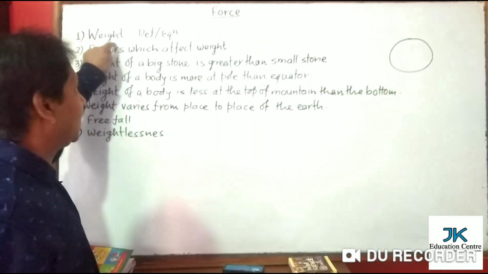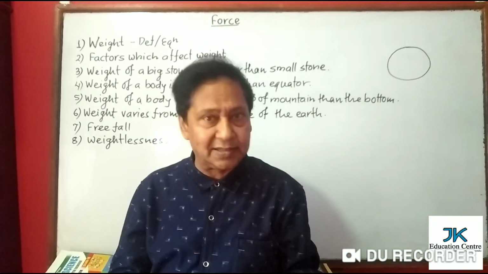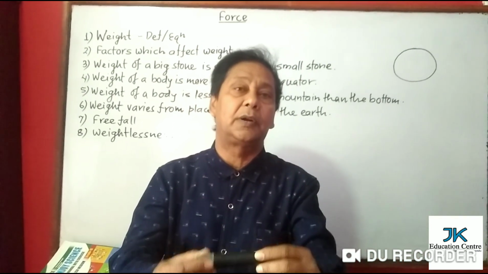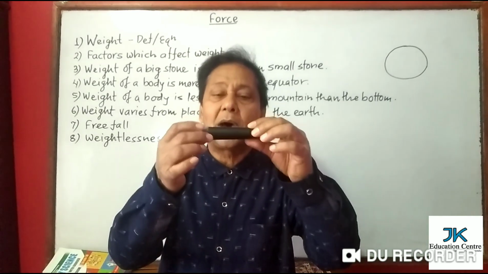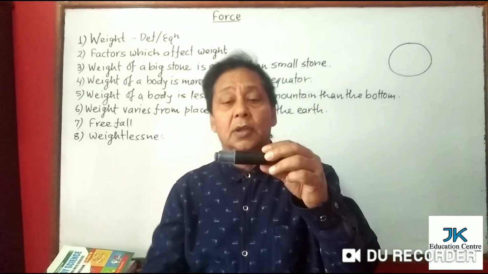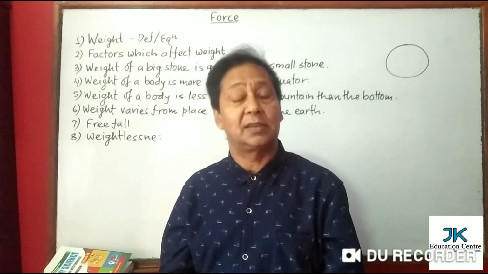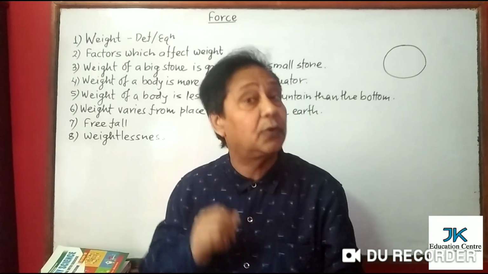Look at this. First I want to give you the definition. In a previous class also I told you that the force of attraction of the earth acting on a body is the weight of that body. Just for example, this marker pen is attracted by the earth, and the force with which the earth attracts this marker pen towards its center is the weight of this marker pen. This is the normal definition of weight.